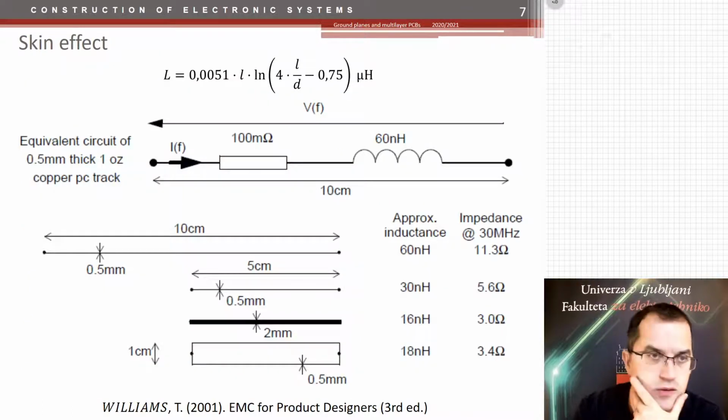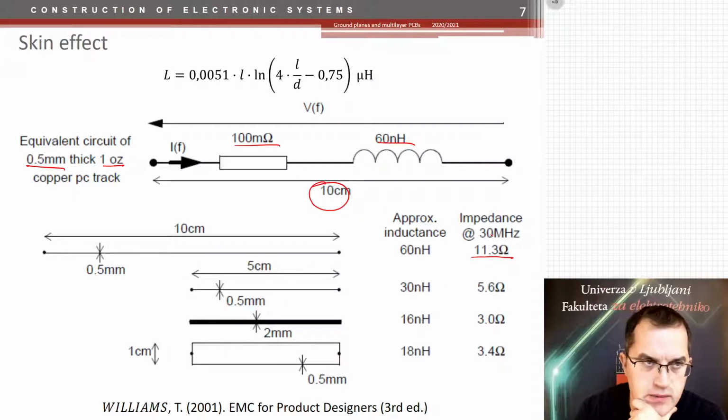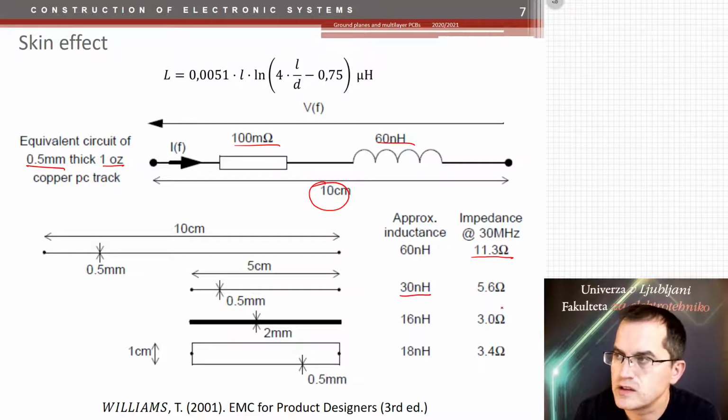The skin effect is also shown here. Here we have a track 10 centimeters long that has half a millimeter width at 1 ounce of copper, so 35 microns of copper. It has around 100 milliohms and 60 nanohenries. Now that would have around 11 ohms at 30 megahertz. If you shorten it by half, so a 5 centimeter long track, it would have half of the inductance and half of the impedance. That's clear.